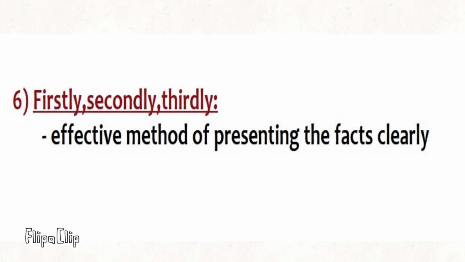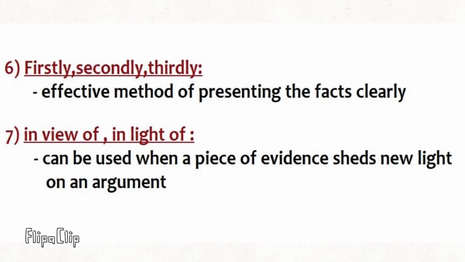But writing like this is an effective method of presenting facts clearly. It helps us present the facts very clearly. And the seventh one, in view of, in light of. These are the types of phrases you should use to add a proviso to an argument or acknowledge reservations. Either can be used when a piece of evidence sheds new light on an argument.